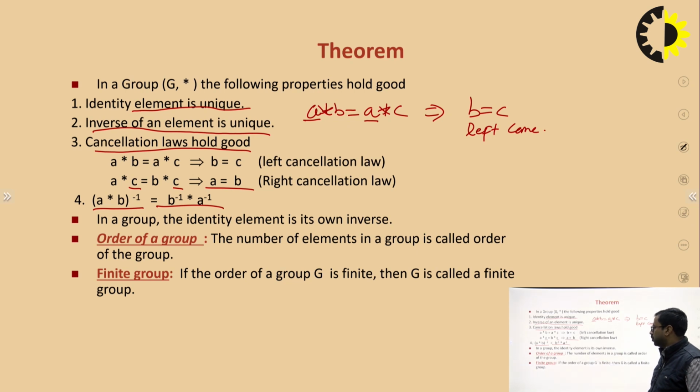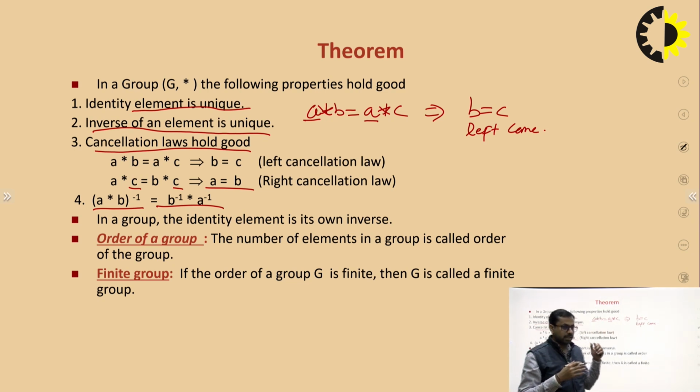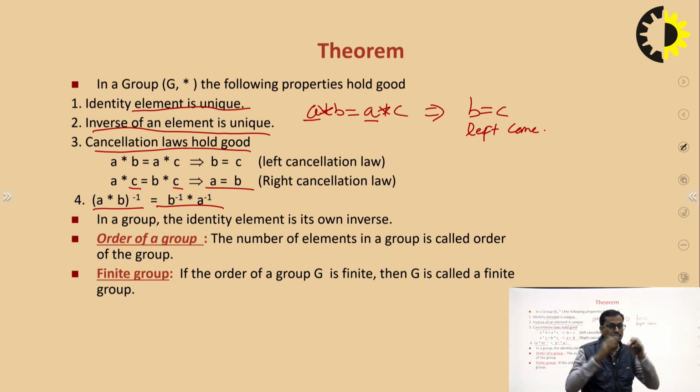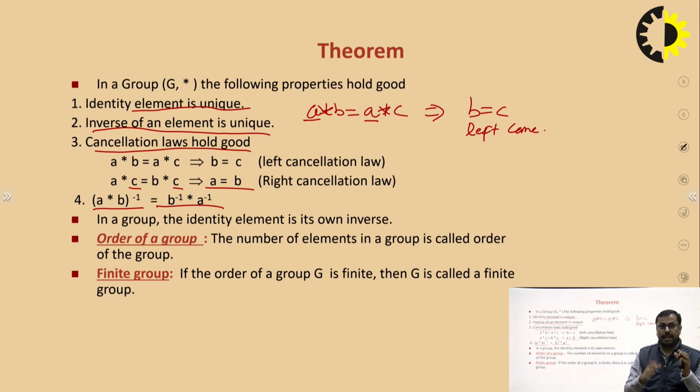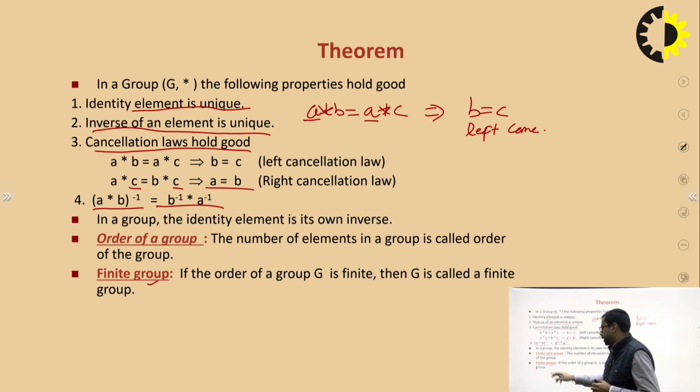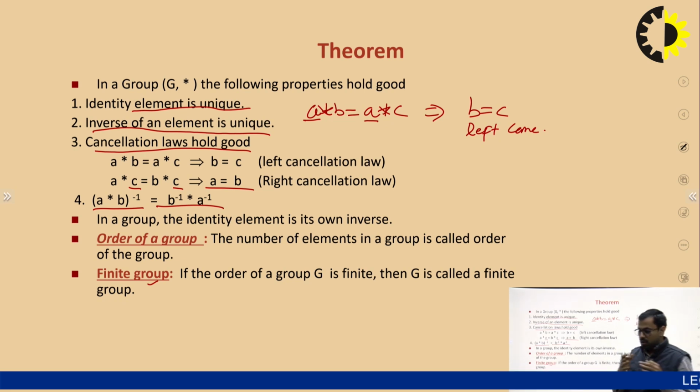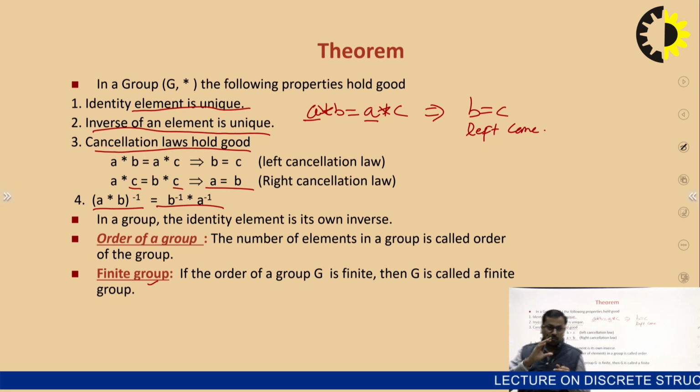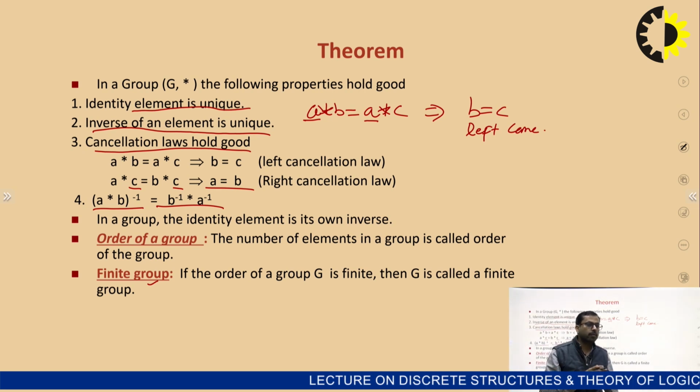What is the order of a group? The number of elements in a group is called the order of the group. That is the number of terms that belong to the algebraic structure. What is a finite group? After applying the binary operation in the algebraic structure, if the number of elements is limited and finite in nature, then we say it is a finite group. In case the number of elements is not finite, then it will be an infinite group.